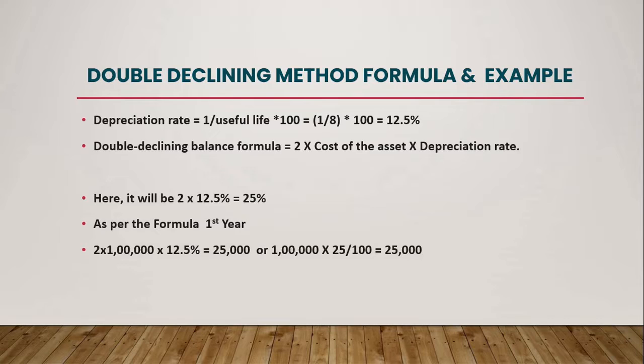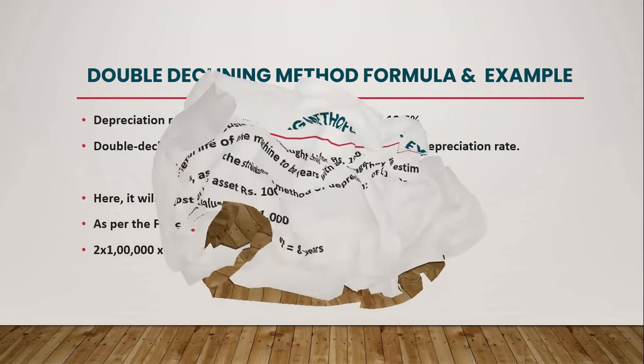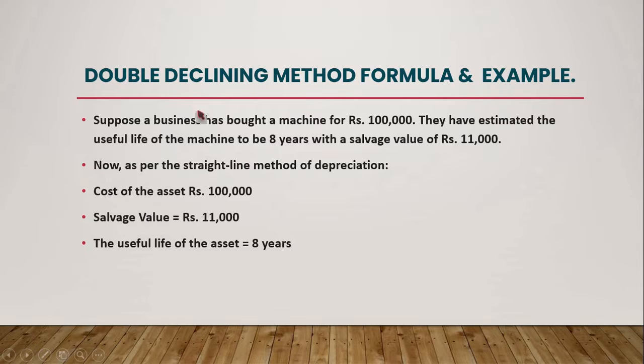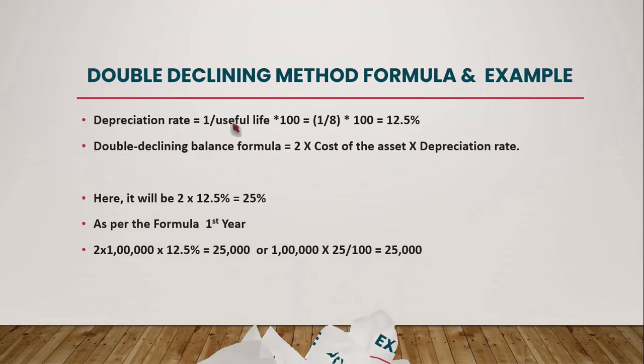First calculate the rate of depreciation. What is the formula for the rate of depreciation? 1 divided by useful life into 100. In the example, the estimated life of the machine is 8 years. So 1 by 8 into 100 is 12.5%. So now the depreciation rate is 12.5%.